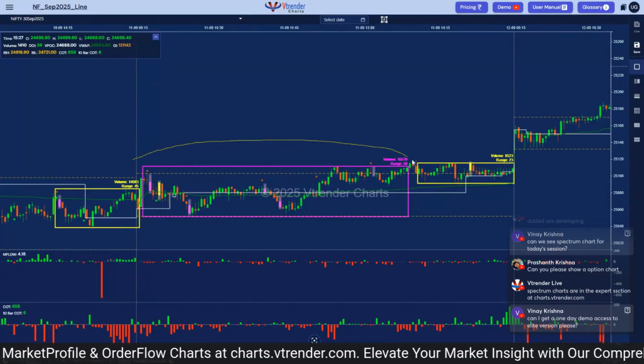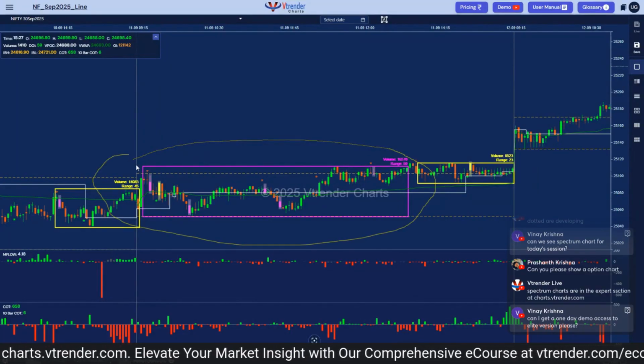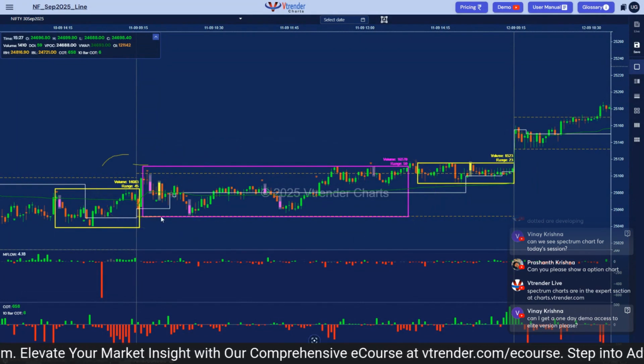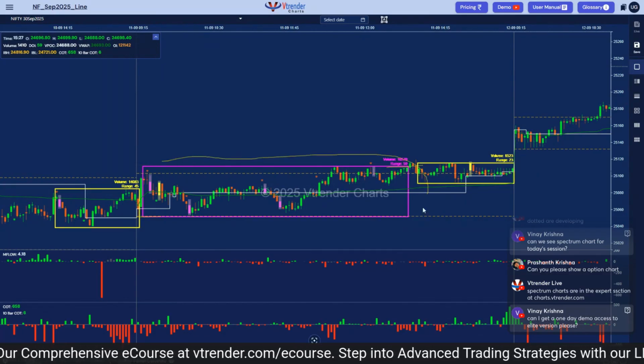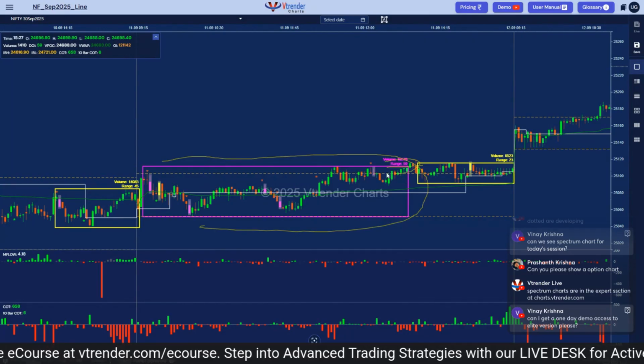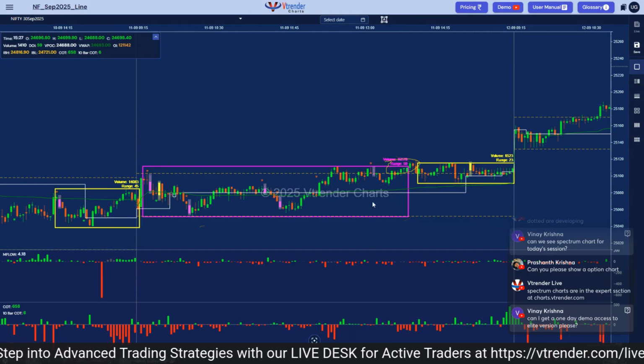September. You can see this has been a big long range balance right from the open, from 9:15 till the K period. We were forming this micro balance. The range of this micro balance was 59 points and the volumes were around 18,000 contracts. So what did this micro balance do?